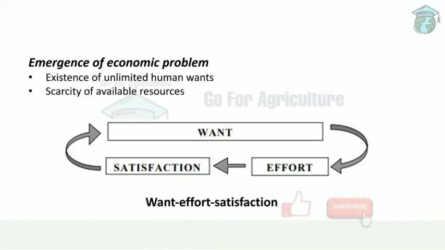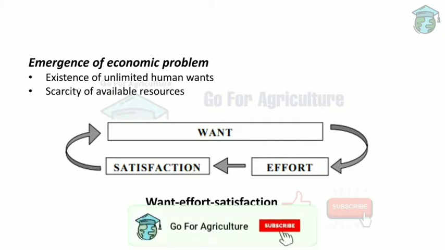So this means your want does not stop. Even if you had a want and with your effort you satisfied it, a new want emerges again. So this means want, effort and satisfaction is a cyclic process. This is why human wants are always unlimited, and due to this there will be a scarcity of available resources.